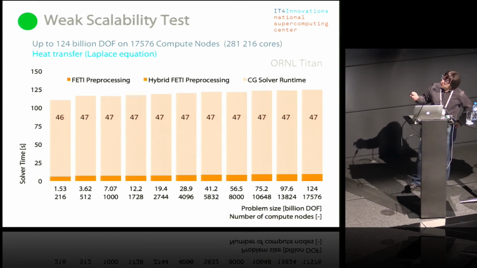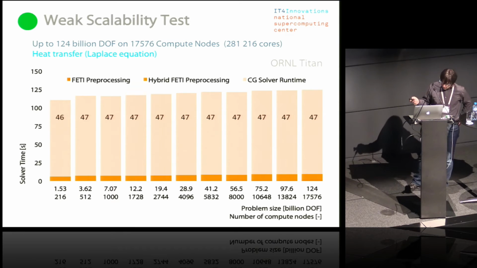It doesn't get worse when you're scaling up. Plus, the preprocessing small amount down there is the FETI preprocessing, which is almost negligible in this case. The number here is the number of iterations, and then the light bar is the iterative solver runtime.